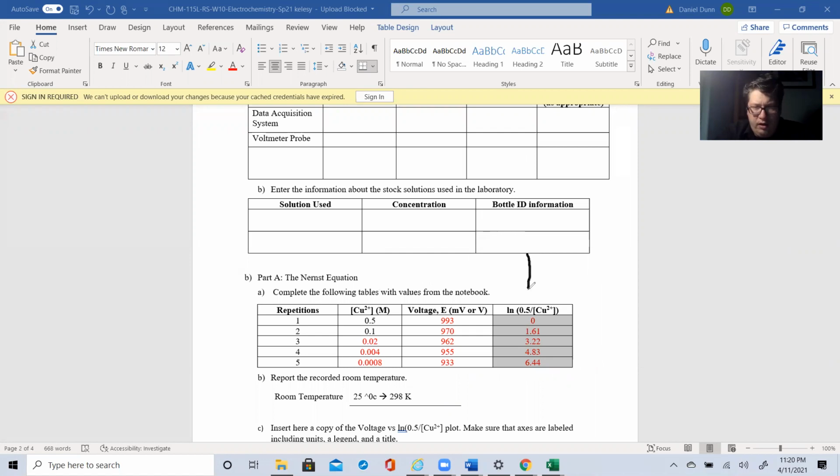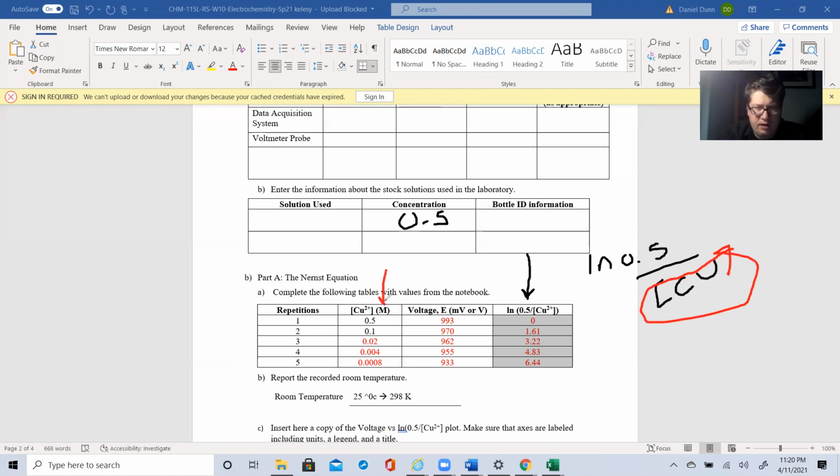This one right here, you're going to have to solve for mathematically, and it's very simple. You're just going to take the natural log of 0.05, that should be 0.05 concentration, over the concentration of copper. That concentration of copper comes from this right here. You plug that in, and you're going to get that.